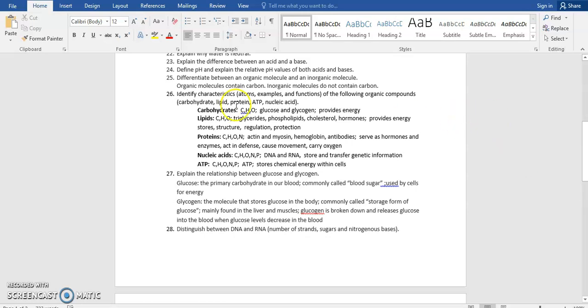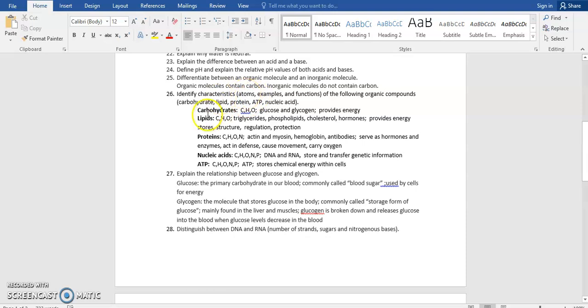Okay, so the first learning objective, you need to know certain facts, information about each of the major classes of organic molecules or biological molecules. The ones that you need to be familiar with are carbohydrates, lipids, proteins, nucleic acids, and then ATP. And the information that you need to know about them is which atoms form them.